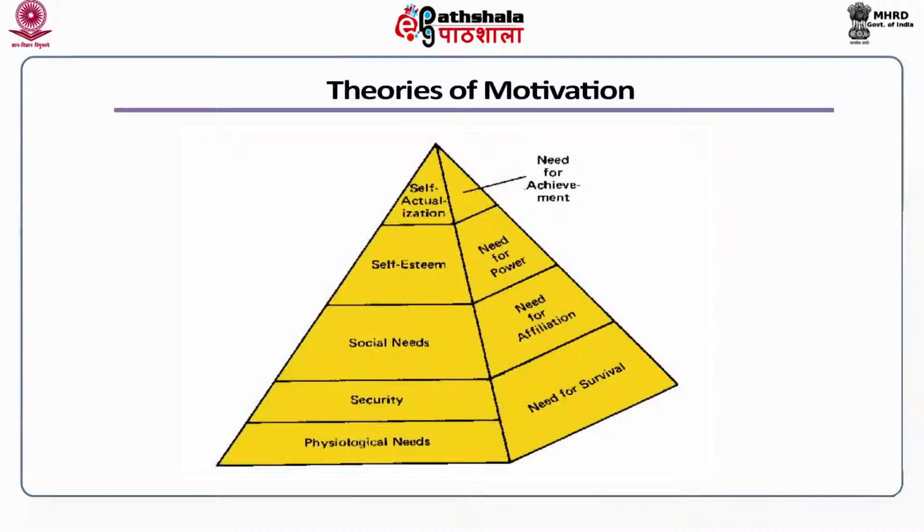This exhibit shows Maslow's need hierarchy theory and the need achievement motivation theory. The different steps in Maslow's hierarchy theory are the physiological needs, security needs, social needs, self-esteem needs, and then self-actualization needs. On the other hand, there are the different needs like need for survival, need for affiliation, need for power, and need for achievement.